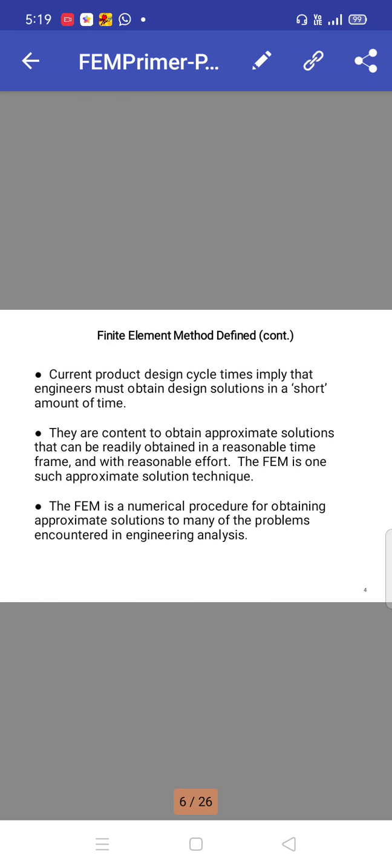Current product design cycle times imply that engineers must obtain design solutions in a short amount of time. They are content to obtain approximate solutions that can be readily obtained in a reasonable time frame and with reasonable effort. The FEM is one such approximate solution technique. The FEM is a numerical procedure for obtaining approximate solutions to many of the problems encountered in engineering analysis.